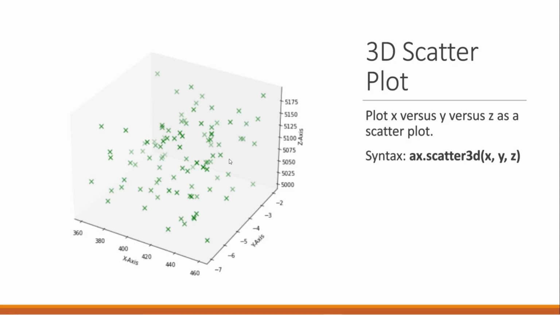So it creates a plot between x versus y versus z as a scatter plot, or we can say marker points. The syntax for this is ax.scatter3D, and we pass three coordinates to it, x, y and z, as we want to create it in the 3D plot. Now we will see an example to clearly understand how we create the 3D scatter plot.